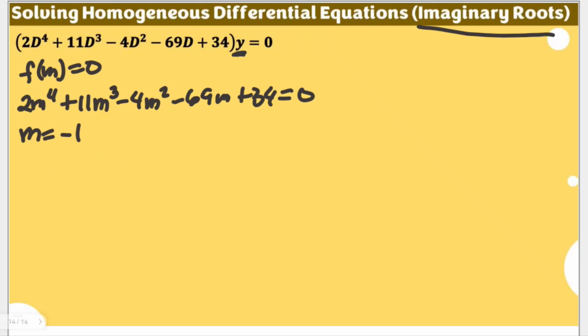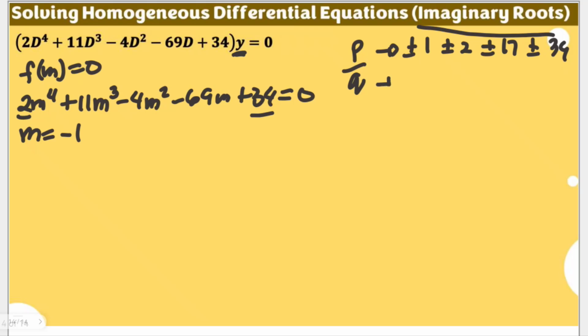Of course, you could proceed to your P over Q, the rational root or rational zero theorem, where you will take the factors of 34 here for P. So that's plus minus 1, plus minus 2, plus minus 17, plus minus 34. And then the factors of the leading coefficient 2 for your Q, so plus minus 1, plus minus 2. But that is also too many to try. So let's simply continue with this process here.